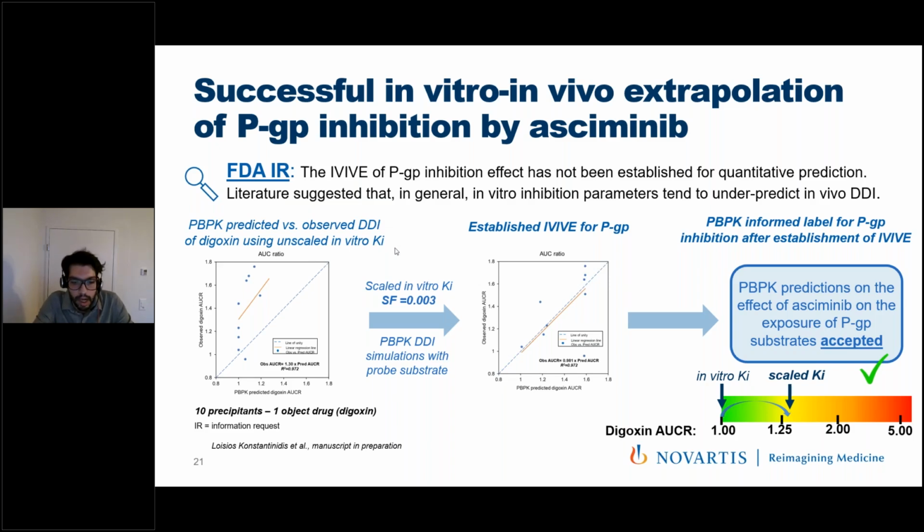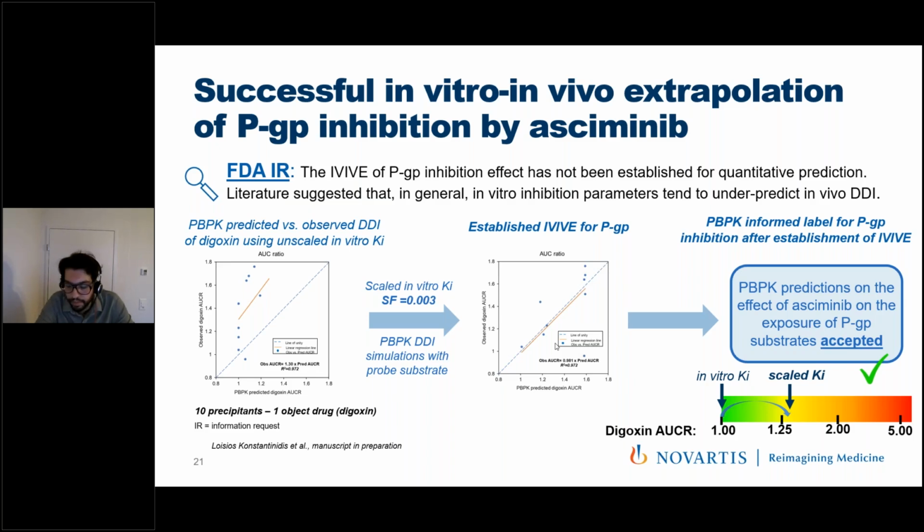Now we performed a scaling of the in vitro KI value, and in order to be able to better predict the clinical DDI effect, we had to reduce the in vitro KI value by a very substantial 300-fold decrease to establish the in vitro in vivo extrapolation, which brings us to the graph in the middle. And here you see that the PBPK model predicts much better the clinical DDI effect with digoxin for these 15 perpetrators that we used.